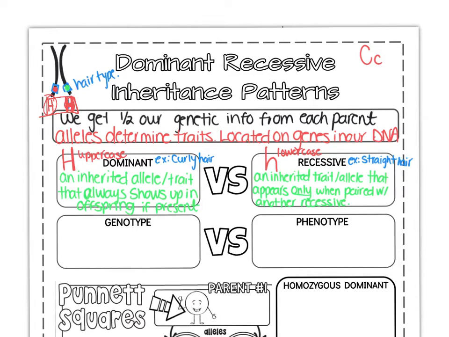So genotype is our actual genes. It is the letters that show the alleles in an individual.